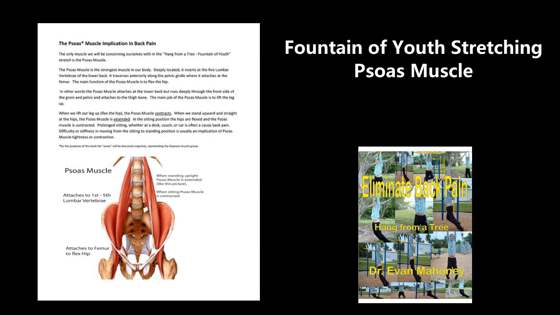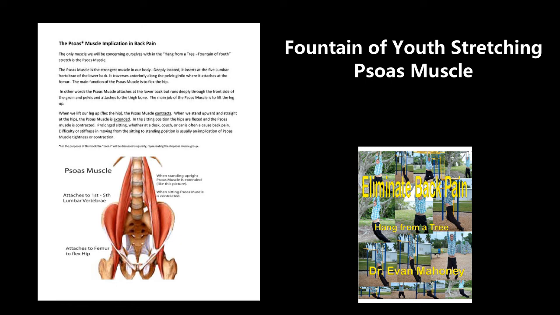The main function of the psoas muscle is to flex the hip. In other words, the psoas muscle attaches at the lower back at the 5 lumbar vertebrae, but runs deep through the front side of the groin and pelvis, and attaches to the thigh bone. The main job of the psoas muscle is to lift the leg up, to flex the hip. When we lift our leg up, flex the hip, the psoas muscle contracts. When we are standing upwards and straight at the hips, the psoas muscle is stretched and extended. In the sitting position, the hips are flexed and the psoas muscle is contracted.